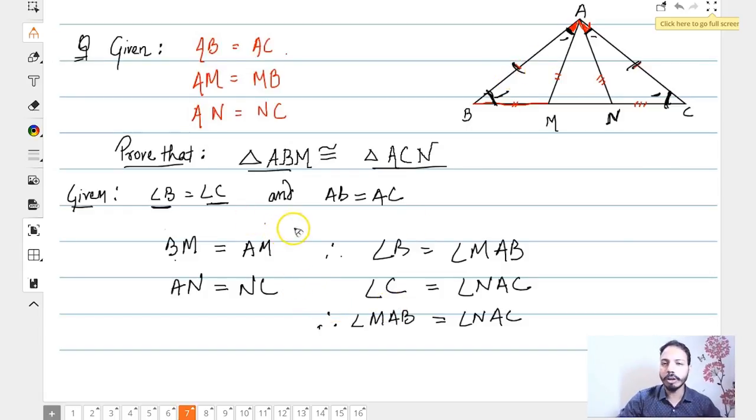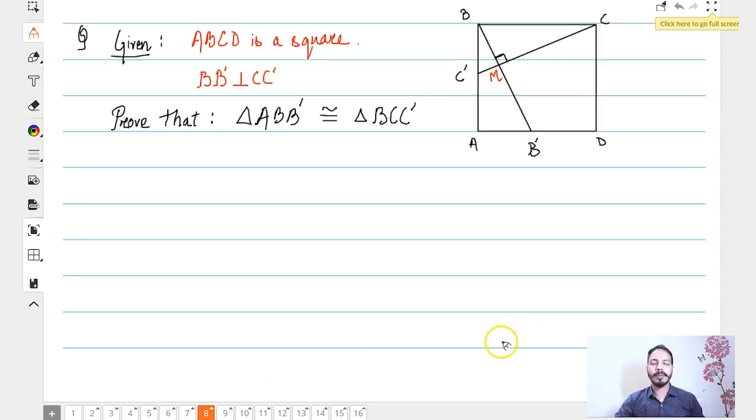Now from the congruency theorem, this angle is equal to this angle, this side is equal to this side, and this angle is equal to this angle. We can easily say that this triangle ABM is congruent to ACN, right? By the angle side angle theorem. So this is very simple. So let's go to the next one, guys. Hope you got it.